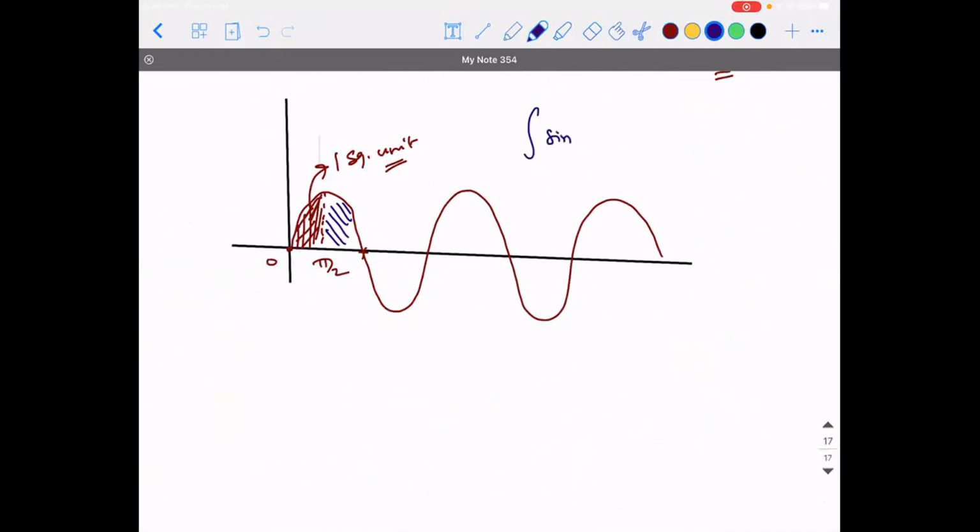Integral of sin x dx. Tell me the limits, guys. This is pi. Pi by 2 and pi. Pi by 2 to pi. You calculate the area and see what you are getting. You check it.